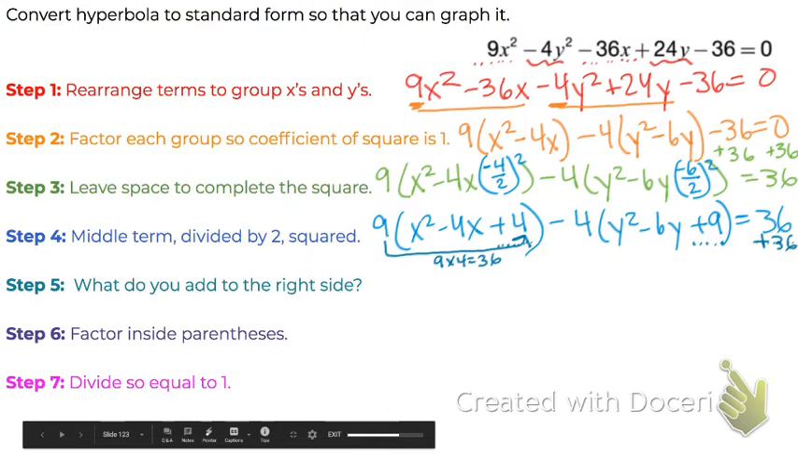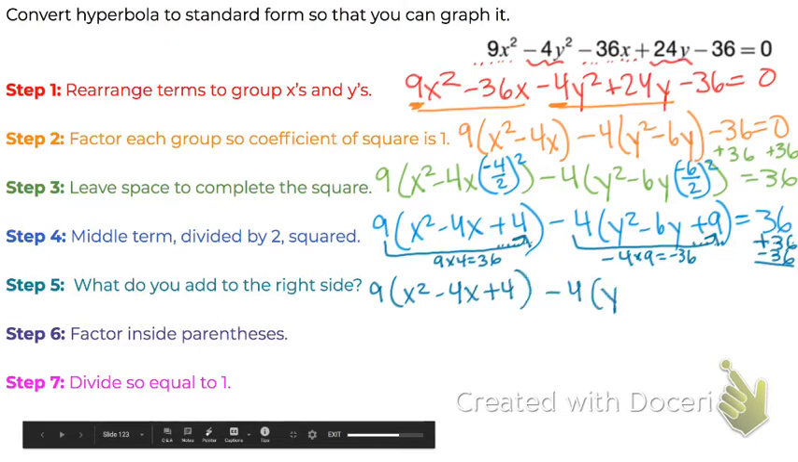And then over with the y's, we didn't add 9. That's negative 4 times 9. Negative 4 times 9 is negative 36. So what are we left with? This is still the 9x squared minus 4x plus 4. And this is still negative 4y squared minus 6y plus 9. But on the right side, we have 36 plus 36 minus 36, which is 36. All right, now we have completed the square.